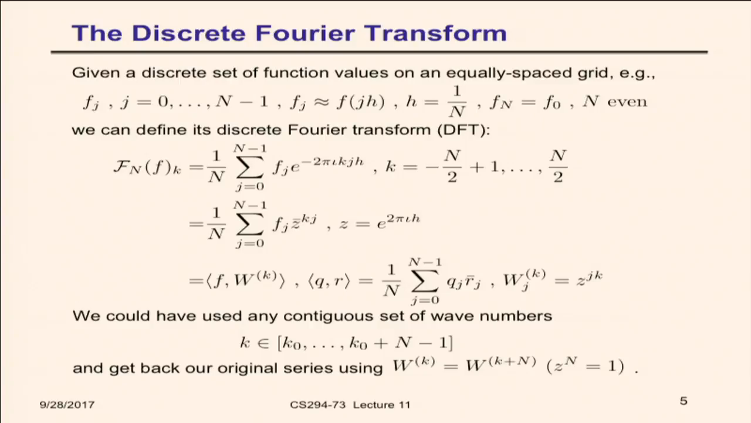And for the particular range of k's, the conventional range of k's is to take k goes from minus n over 2 plus 1 to n over 2. So that's the standard way of defining discrete Fourier transforms.